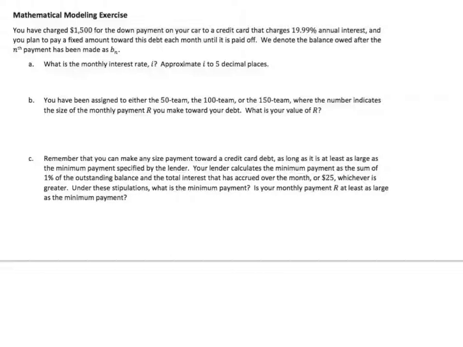So you plan to pay a fixed amount towards this debt each month until it's paid off. We denote the balance owed after the nth payment has been made as B sub n. What is the monthly interest rate, which is I? I have 0.1999 over 12, which gives me 0.016663. So that is my monthly interest rate, approximate to 5 decimal places.